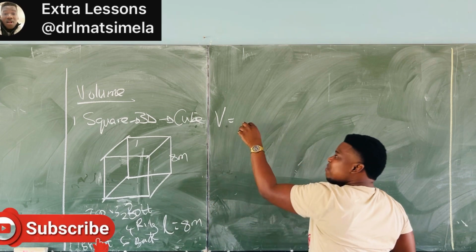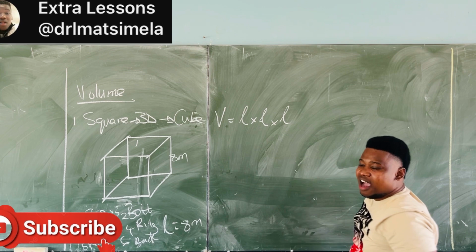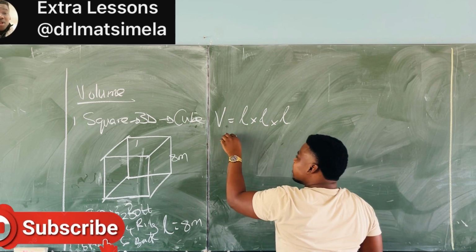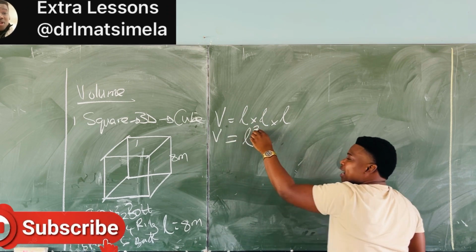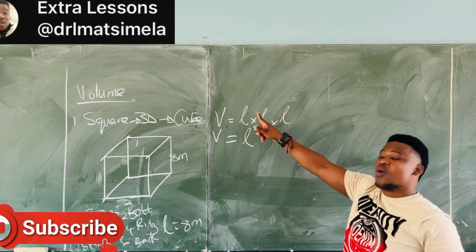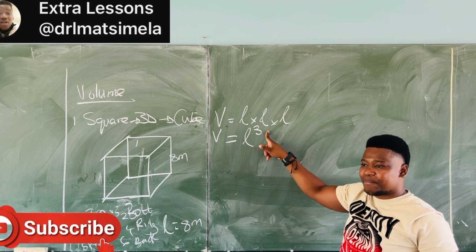Now we will say the volume is equal to length multiplied by length multiplied by length. How many lengths are multiplying here? 3. In simplicity, someone can say the volume is equal to length to the power of 3. Because when we multiply the same base, we add the exponents: 1 plus 1 plus 1 is 3. Are we together? Yes. Good.